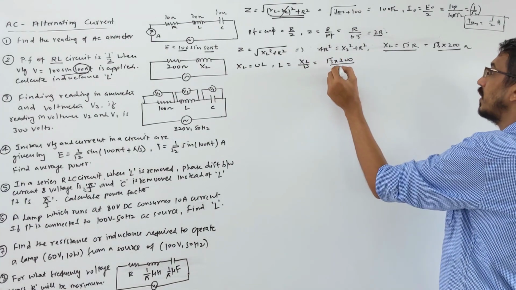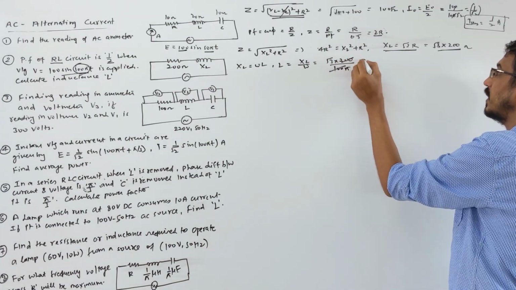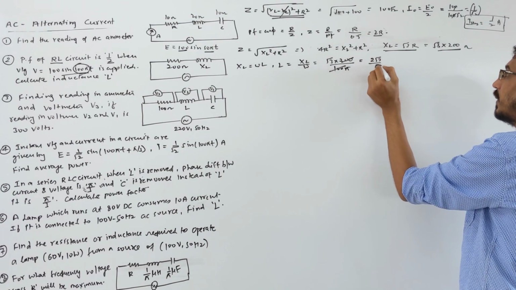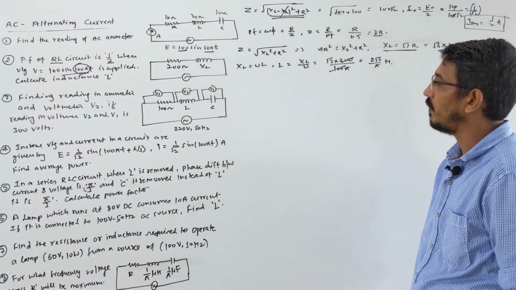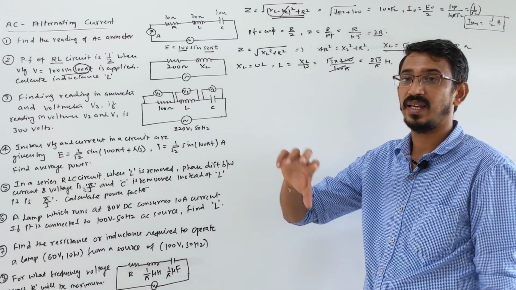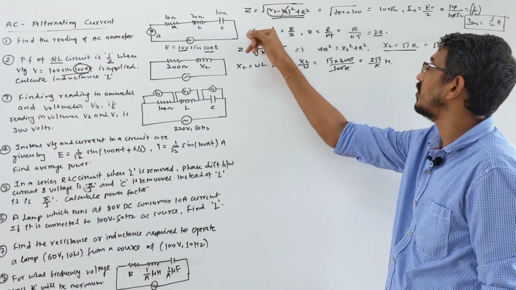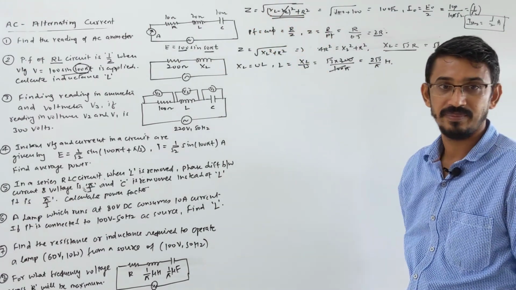100 pi, 100 pi, this you can cancel here. So this is your answer: 2 root 3 by pi Henry. Same way they can ask capacitance also. Suppose that is the R and C circuit, the L term you can remove, X square plus R square. This is what your Z, correct?